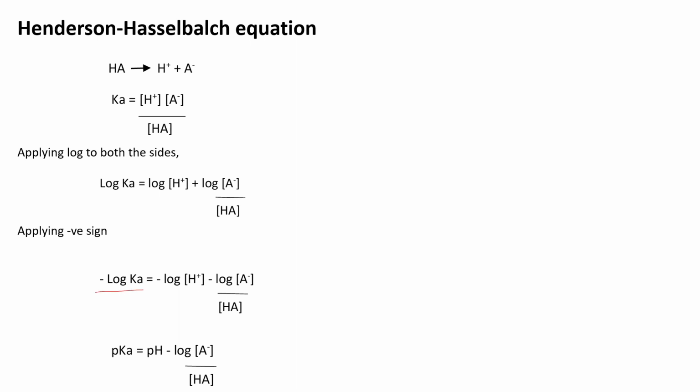What is minus log Ka? That is pKa. This also we studied in the last video. What is minus log [H+]? It is pH. Minus log [A-]/[HA]. So that means the formula became pH equals pKa plus log [A-]/[HA]. That means the pH of any buffer depends upon its pKa as well as the concentration of conjugate base and acid.